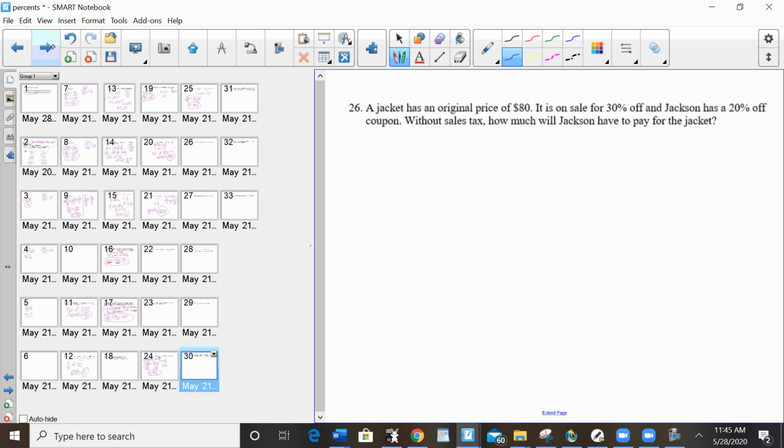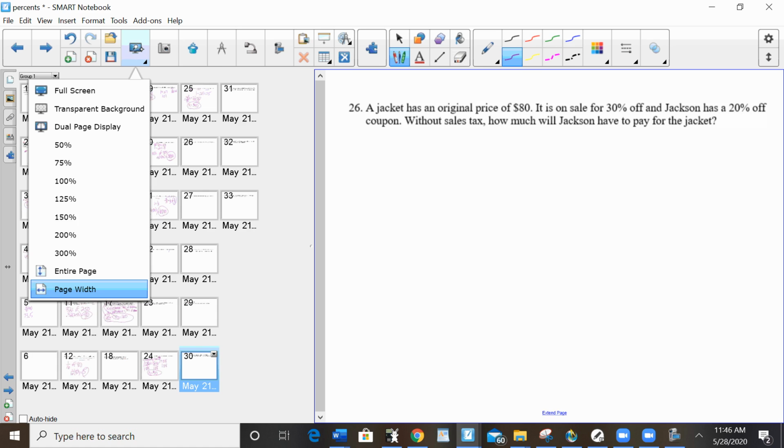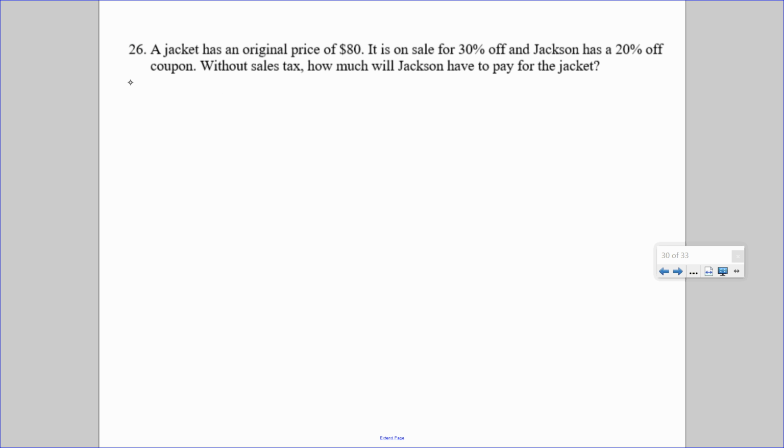A jacket has an original price of $80. It is on sale for 30% off, and Jackson has a 20% off coupon. Without sales tax, how much will Jackson have to pay for the jacket? This is what I do all the time when I go shopping. I go to the outlets, they have their percentages off, I have my coupons. This is literally what I do, and I'm literally doing the math in my head when I go to these stores. So again, it's not about what you're not paying, it's about what you are paying.